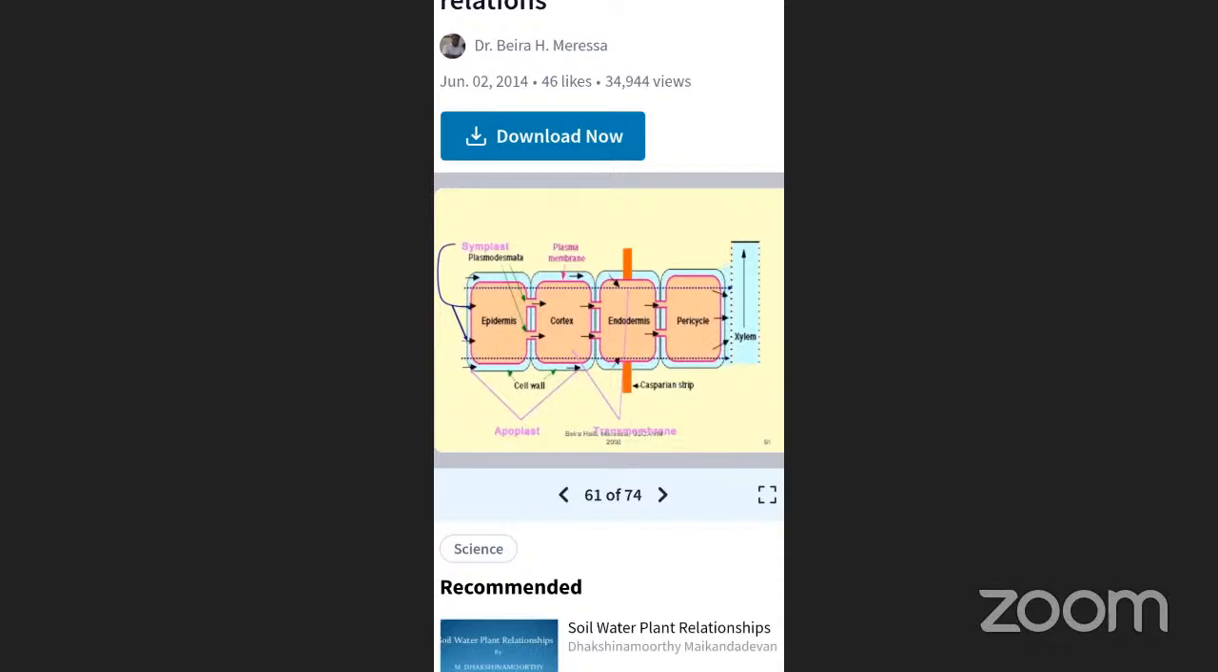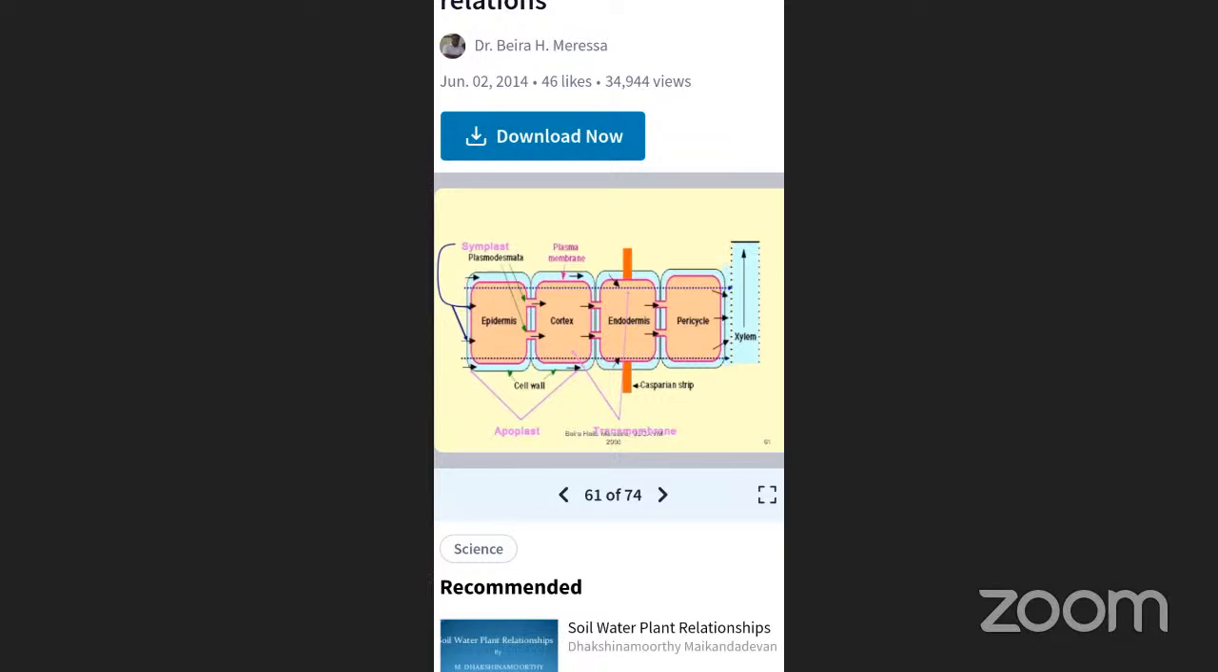So apoplast and symplast pathways are there. Here, what is the apoplast and what is the symplast pathway? We discussed that. So the apoplast pathway: the apoplast is the system of adjacent cell walls that is continuous throughout the plant, except at the Casparian strips of the endodermis in the root.